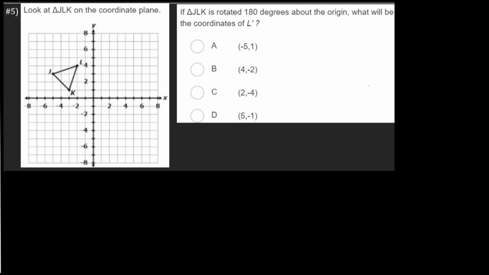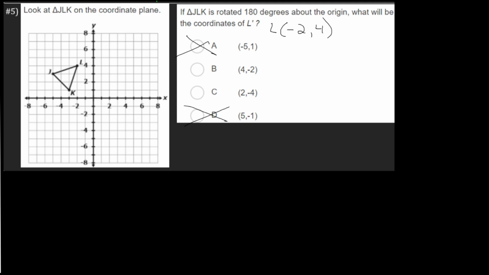For number 5, it says look at the triangle JLK on the coordinate plane. We have to rotate 180 degrees about the origin and find the coordinates of L prime. So the original L is right here, so that's going to be -2, 4. This is helpful because I know that I have to use these digits. So I know it can't be this one and it can't be this one. Right away I can cancel out 2 answers because they don't have 2 or 4 in them.